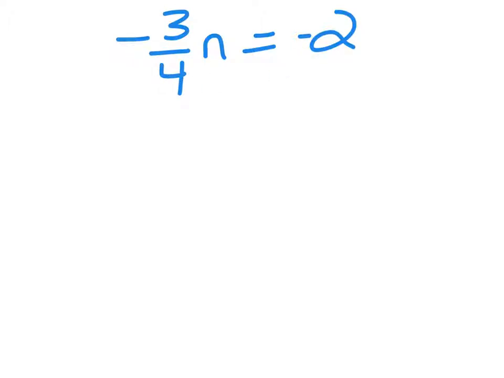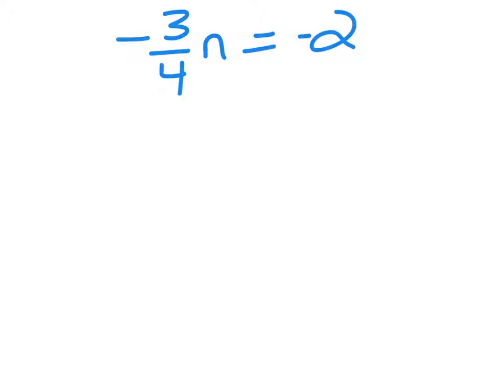Okay, so we're going to be using multiplication and division, and in this problem it's saying a -3/4 multiplied by n is going to be equal to a -2. So I'm going to have to get the n all by itself. In order to do that, since it's being multiplied by -3/4, I'm going to have to divide it.